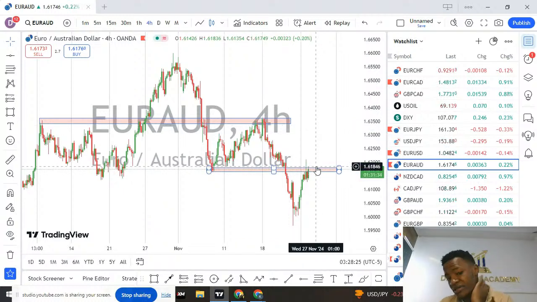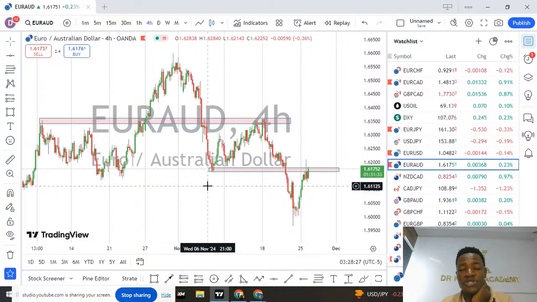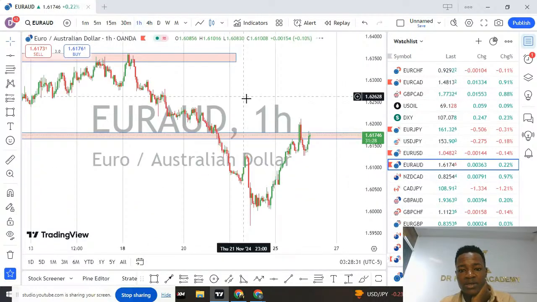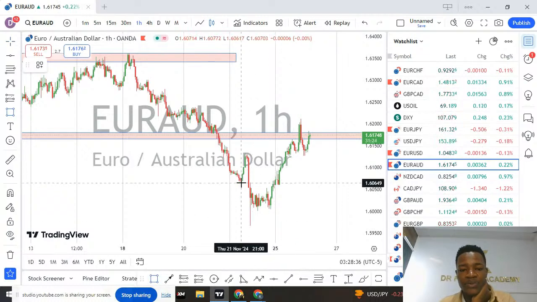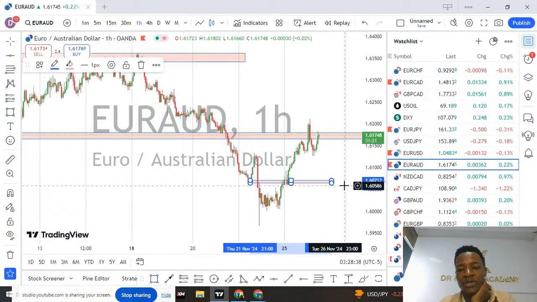We can have another sales entry, and that's why you see I've now changed my buys, because we are looking for buyers. There are buyers at this particular level because we have an inverse head and shoulders, and the order block is there.